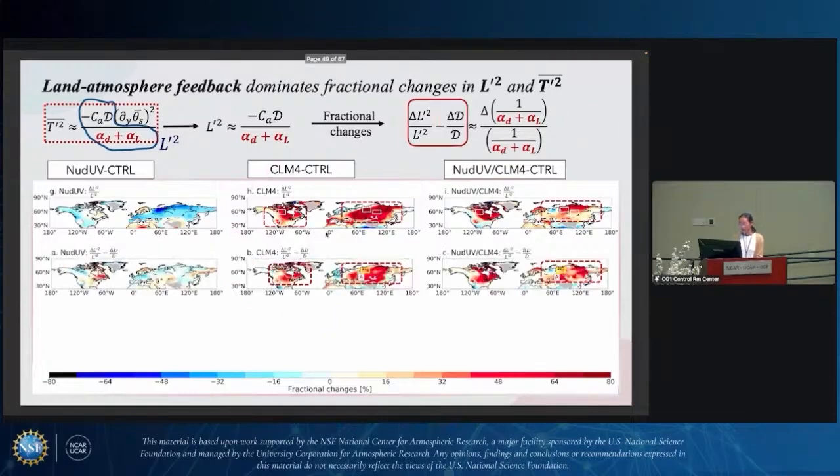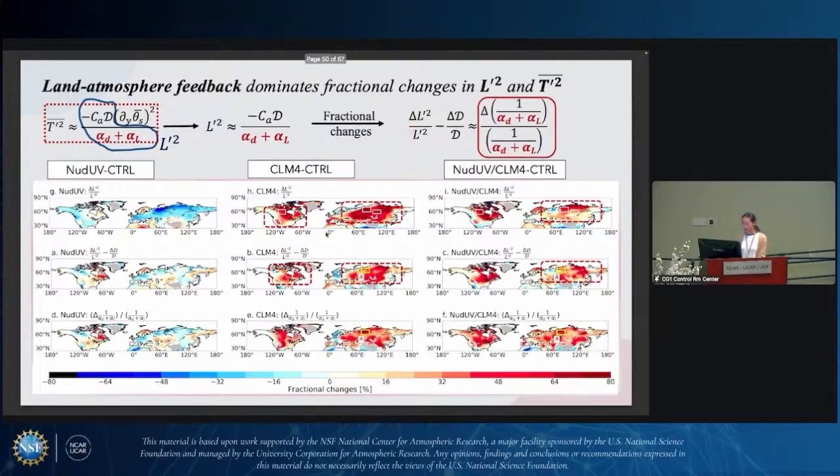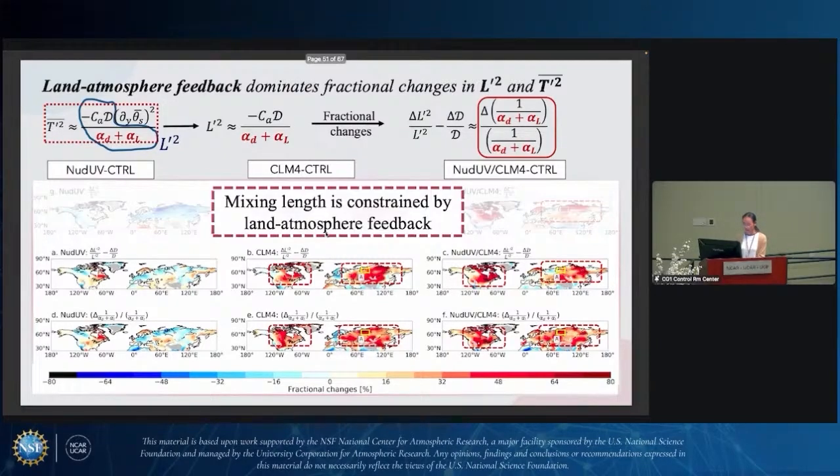Then we can evaluate the left-hand side of these equations separately, which is shown in the second row. The similarity between the second and first rows tells you that the changes in the eddy diffusivity are kind of negligible here. We can also calculate the parameters independently and evaluate the right-hand side of this equation, which is shown here in the third row. Again, you can see that all three rows look quite similar. So this tells you two things. First, that the mixing length is constrained by the land atmosphere feedback. And second, that our framework is quite correct.